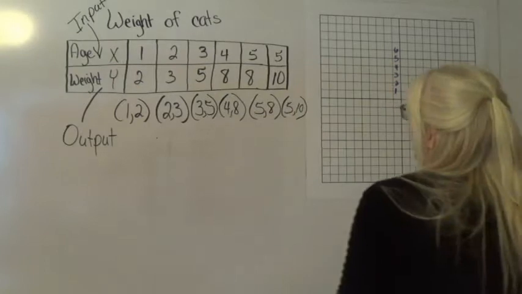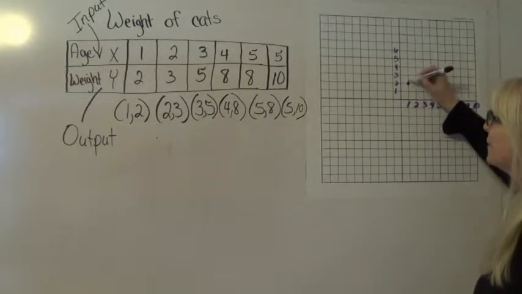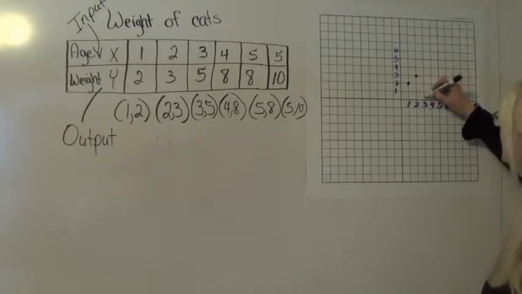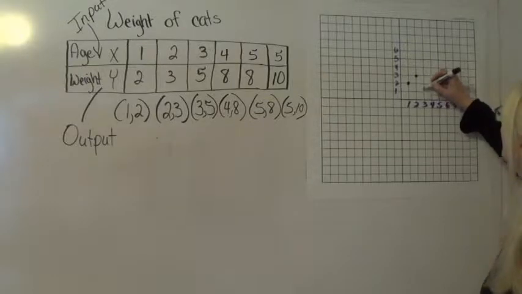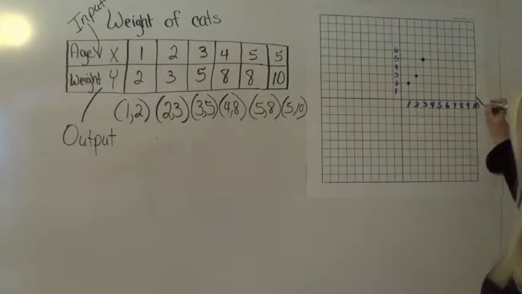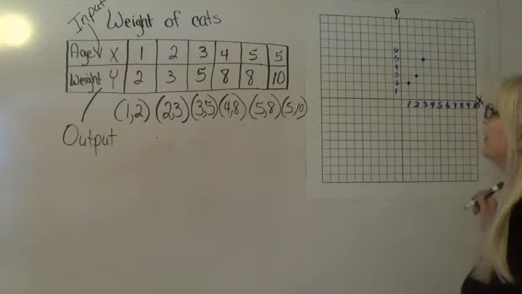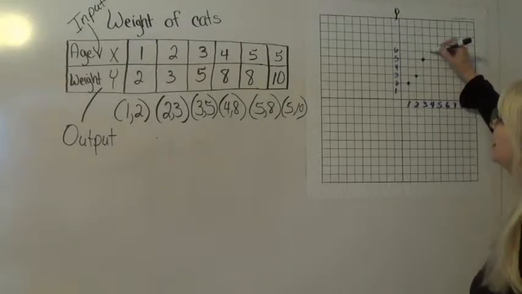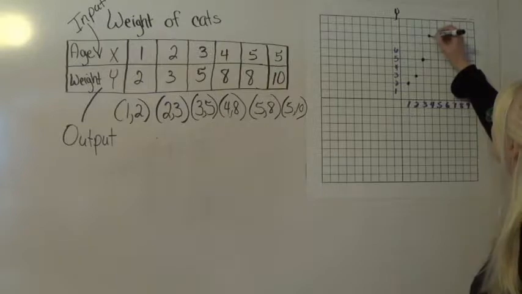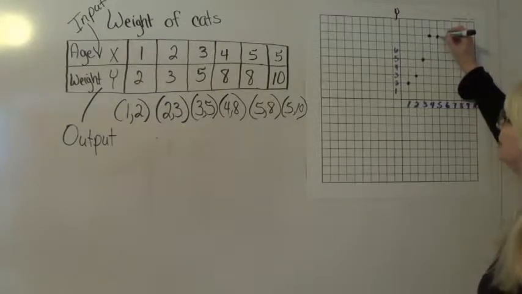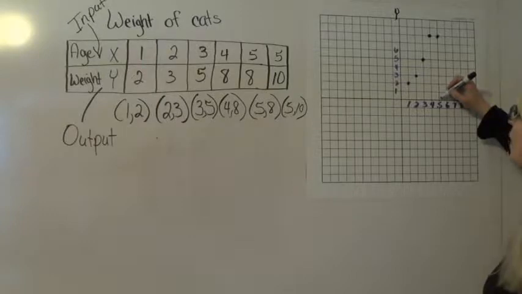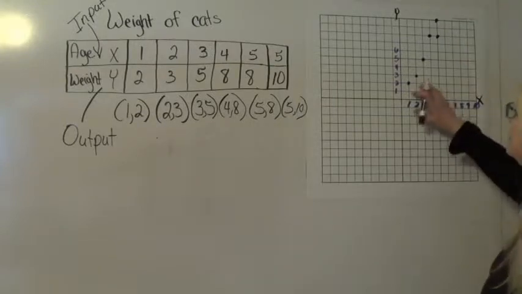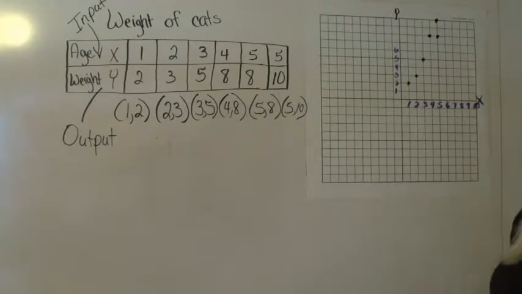The first coordinate that I have is 1, 2, and then 2, 3, and then when this particular cat was 3 years old, it weighed 5 pounds. So this is my x value, this is my y value. Then when the cat was 4, it weighed 8. And then when it was 5, it weighed 8. And also, when it was 5, it had quite a weight gain, and it went all the way up to 10. These are the coordinates that I plotted for this particular table.